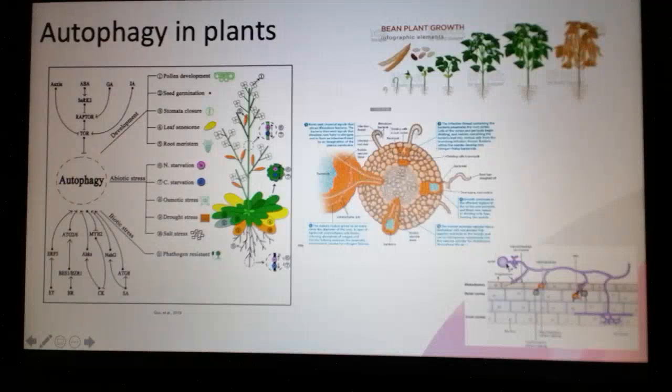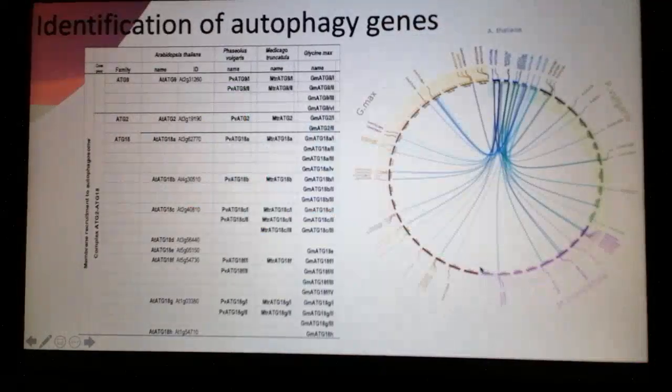To get started, we identified autophagy genes in 3 legumes. From 39 genes in Arabidopsis, we obtained 32 genes in Phaseolus vulgaris, 35 genes in Medicago truncatula, and 62 genes in Glycine max. And here I show some of the complex: ATG2, ATG18, and ATG9. We have 8 genes for ATG9, 4 genes for ATG2, and 30 for ATG18.